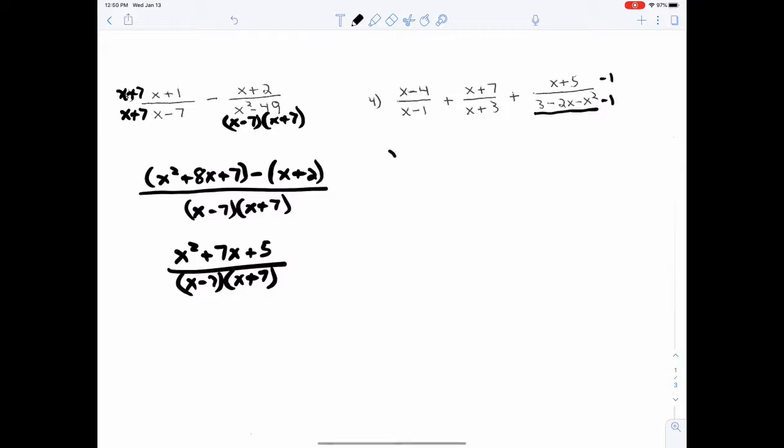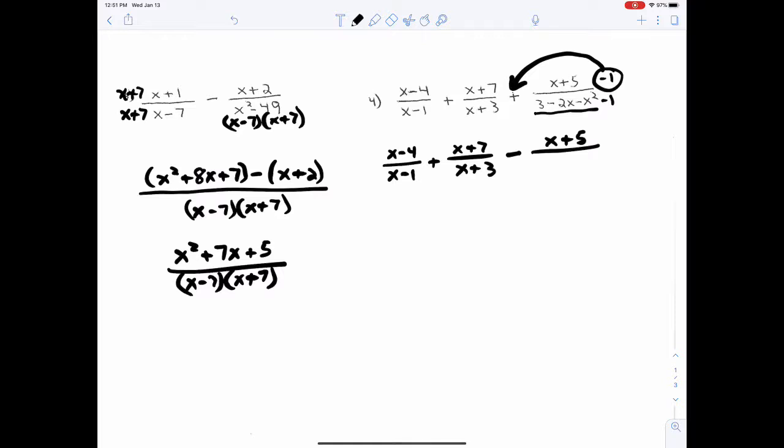So what we get is x minus 4 all over x minus 1 plus x plus 7 all over x plus 3. Now, what do I do with this negative? I could give it to the numerator and call it negative x minus 5, but instead I'm going to give it to the whole fraction and call it minus x plus 5. And this negative I'm going to give to the denominator. All of this is going to become x squared plus 2x minus 3.